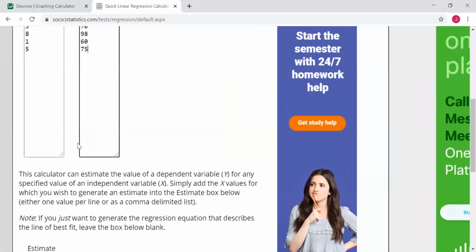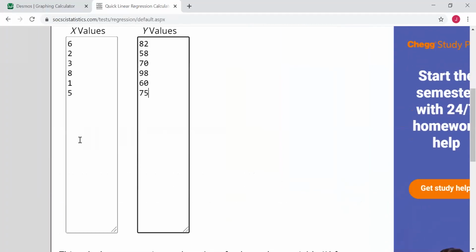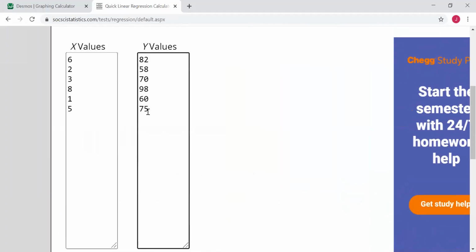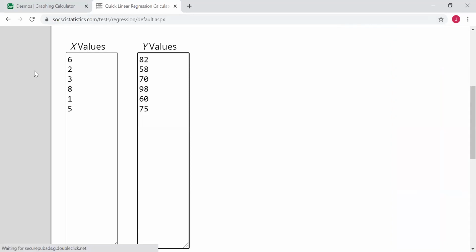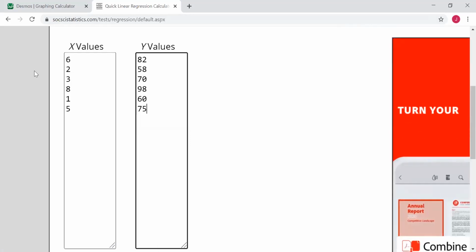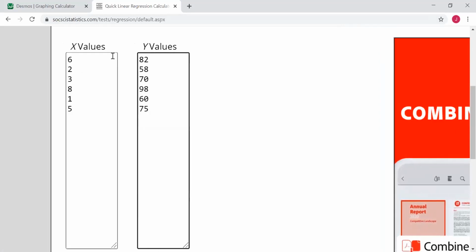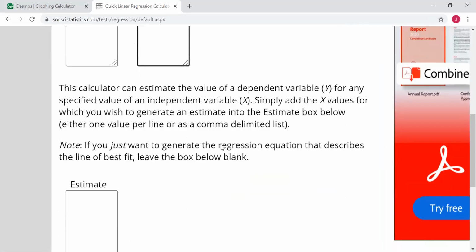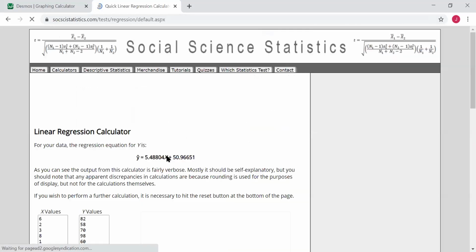And let's get away from these horrible ads. So as you can see, I put the information in there. All I did was Google linear regression calculator, and I used like the second or third link, for this Sky, whatever, social science, I assume, statistics page. And make sure they're in order. The 6 and the 82 are right across from each other. The 2 and the 58 are right across from each other. If they're not in order, you're not going to get much.